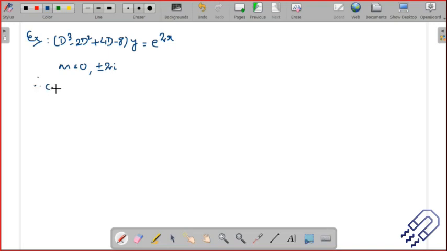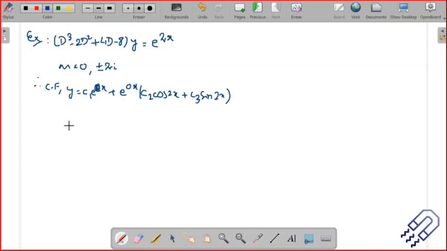Just for the completeness of the answer, I'll write down the complementary function. This is c1 e to the power 2x, plus e to the power 0x for plus minus 2i, so this is c2 cos 2x. If you're confused with complementary function, please check the previous notes. Plus c3 sine of 2x. So this is done.